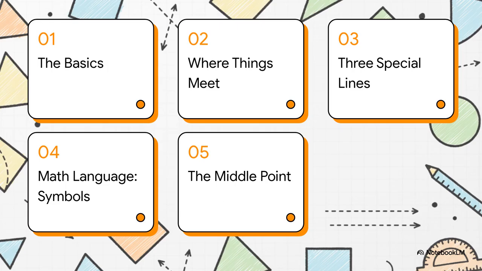Here's a quick look at our plan for today. First, we'll start with the absolute basics: points, lines, and planes. Then, we'll see what happens when these things meet or cross each other. After that, we'll get into 3 special kinds of lines. We'll even learn the cool math language, the symbols that we use for them. And to finish up, we'll figure out how to find the exact middle of a line. We're going to take it one small step at a time, so it'll be super easy, I promise.